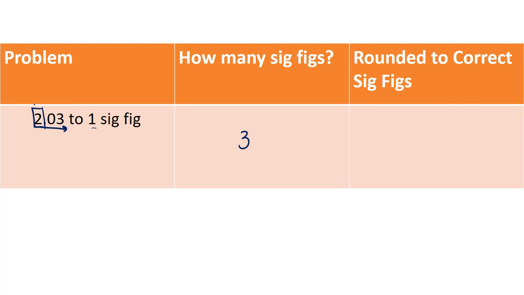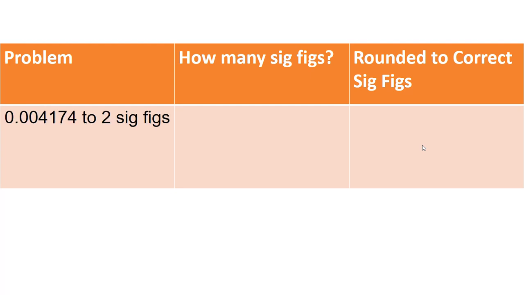The thing you have to look at is the value that comes after it in terms of rounding. A 0 is not going to round up the 2. So 2.03 rounded to 1 significant figure is going to just be 2. So that's what we're working on today, counting the number of significant figures and then rounding it appropriately.